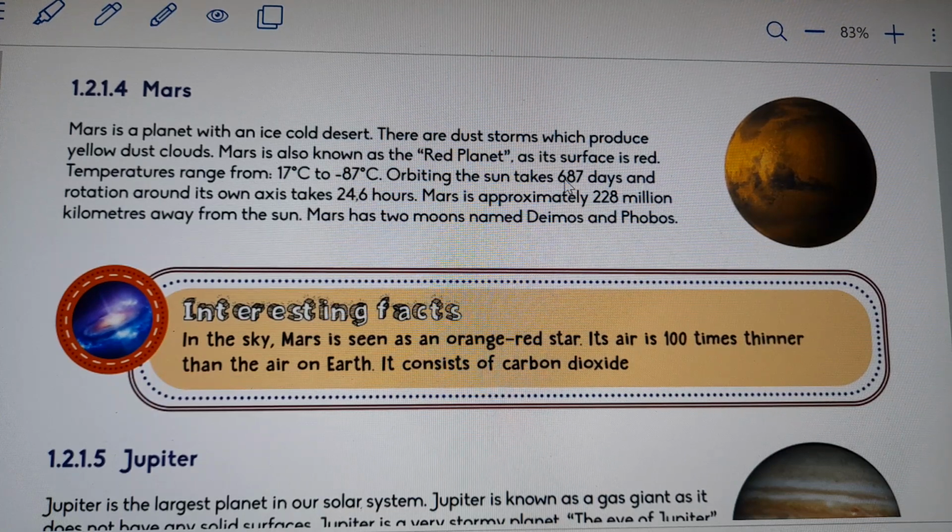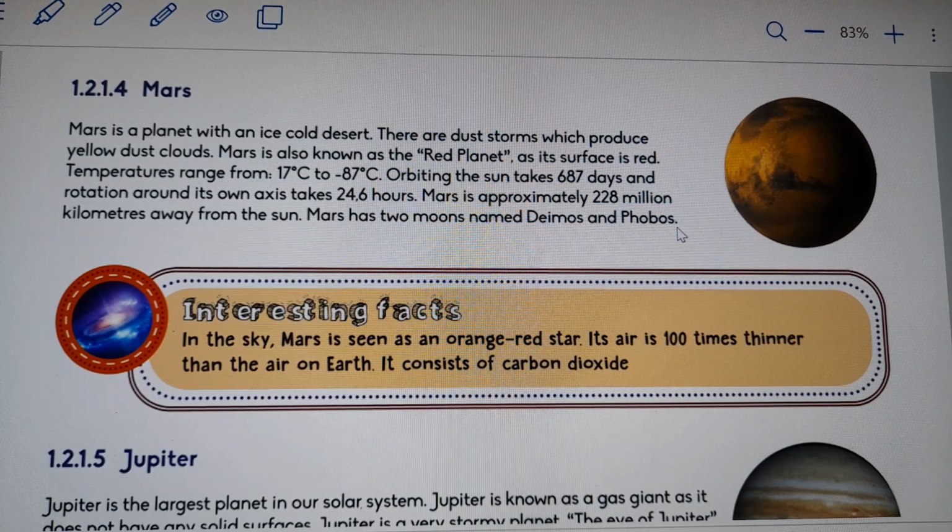Orbiting the Sun takes 687 days. Okay, they take longer. And the rotation around its own axis takes about a day as well. Almost a day like us, 24.6 hours. And Mars is approximately 228 million kilometers away from the Sun. And Mars has 2 moons named Deimos and Phobos.